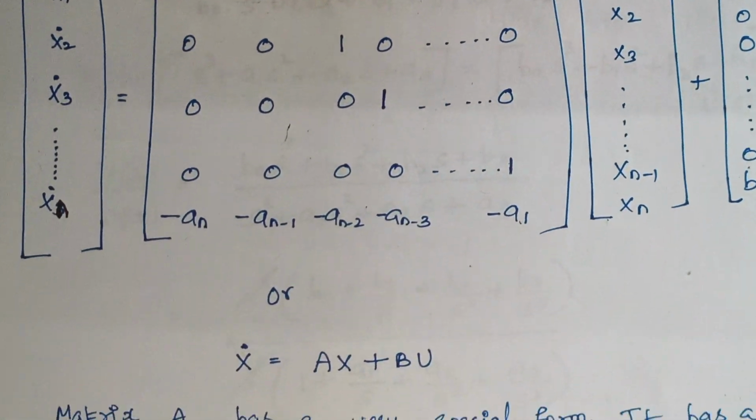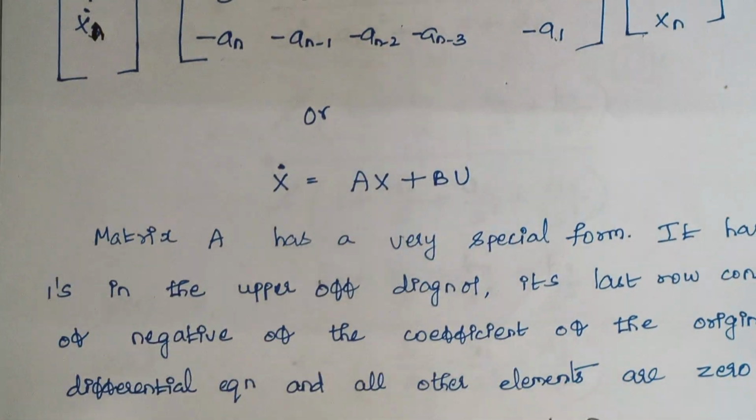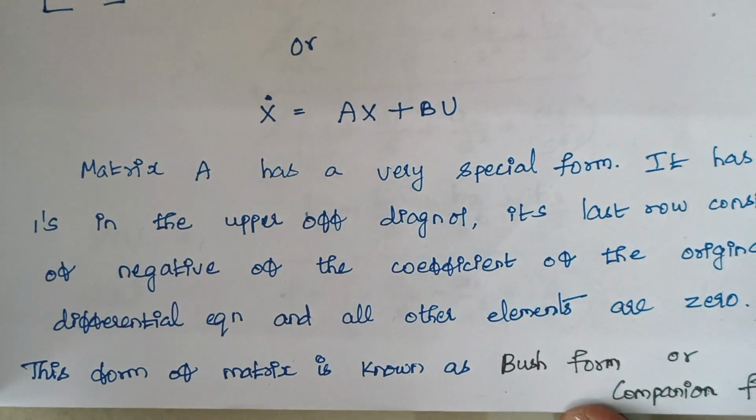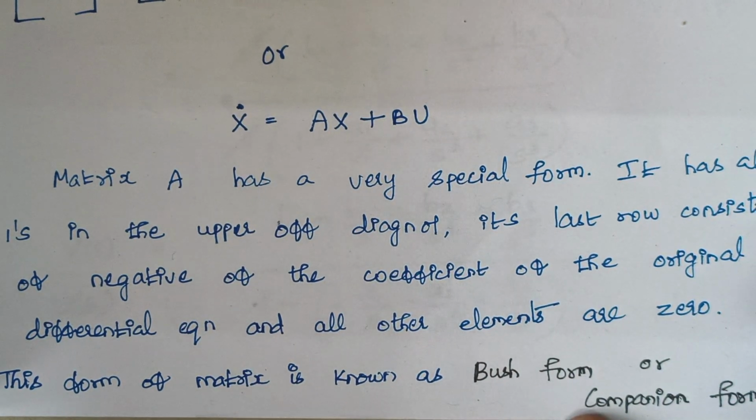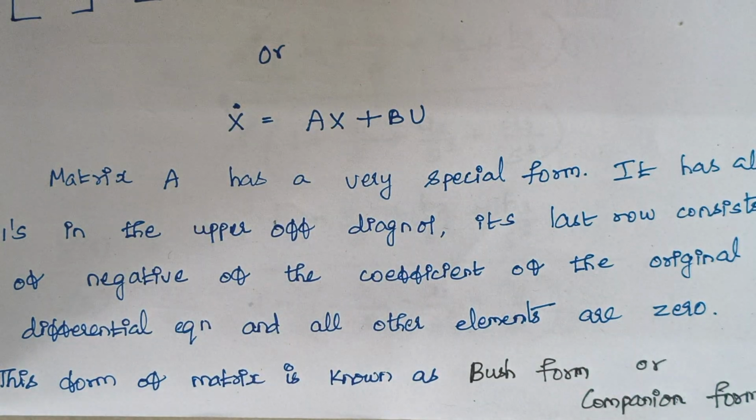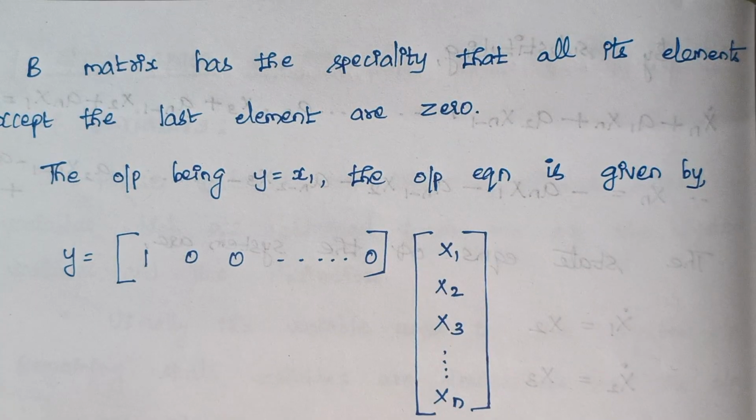So this is a special type of matrix, and this form of matrix is known as Bush form or companion form, right? That is a matrix whose upper off diagonal elements have 1 and the remaining elements are 0, and the last row has the negative coefficients of the differential equation. Then this type of matrix is of the Bush form or companion form, right?